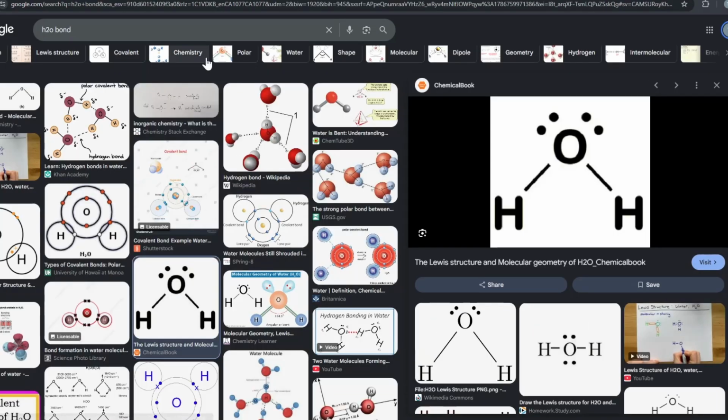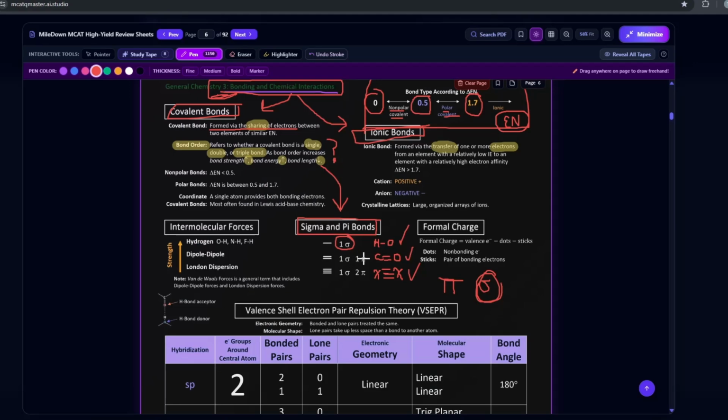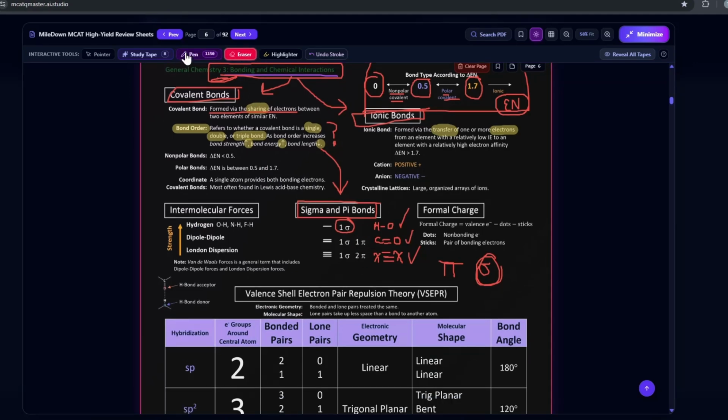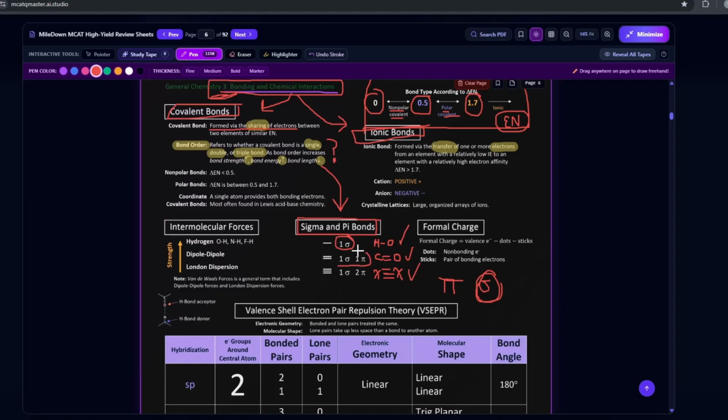So a pi alone is not stronger than a sigma bond alone. And also pi doesn't appear alone. It appears with sigma. But when they're with each other, they're stronger than 1 pi alone. So a double bond is going to be stronger than a single bond, and a triple bond is going to be stronger than a double bond, right? So I hope that makes sense.